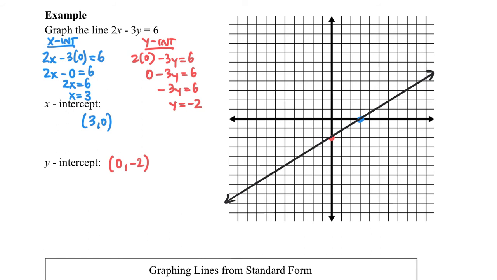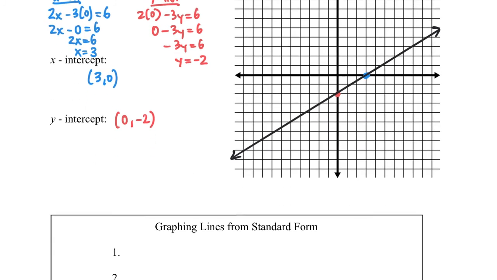So I didn't have to go through all the trouble of getting this equation to have y by itself to move it into y equals mx plus b form. I can actually graph from finding the intercepts just by plugging in 0 for y in order to find my x-intercept and plugging in 0 for x in order to find my y-intercept.